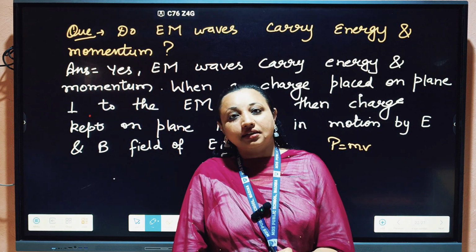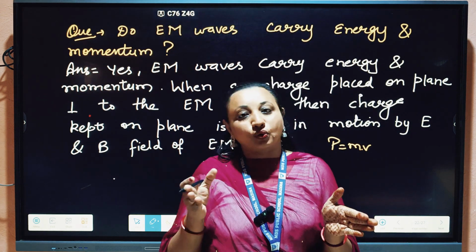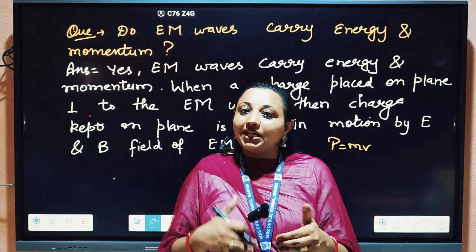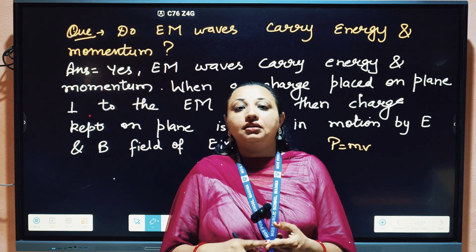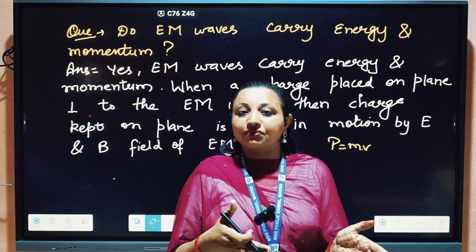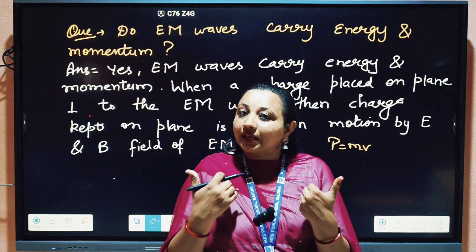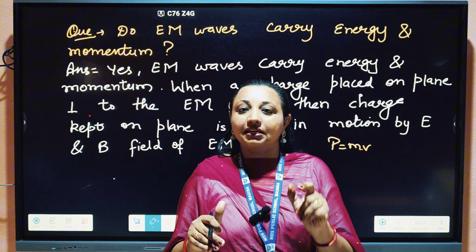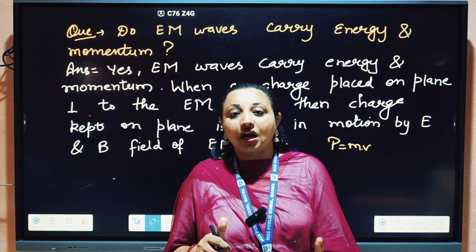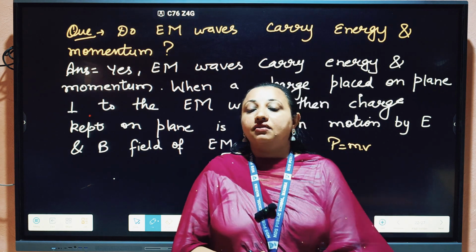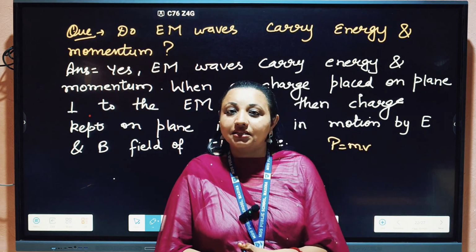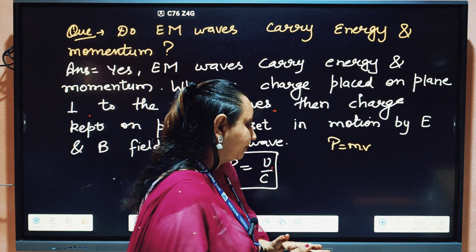As we discussed earlier, when the charge is at rest, it produces only an electric field around it. But when the charge is in motion, in fact in accelerated motion, it produces an electric field as well as a magnetic field, along with radiation of energy. That means energy is radiated when a charge accelerates or oscillates. So electromagnetic waves have energy as well as momentum, right?